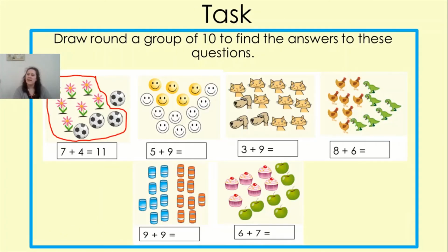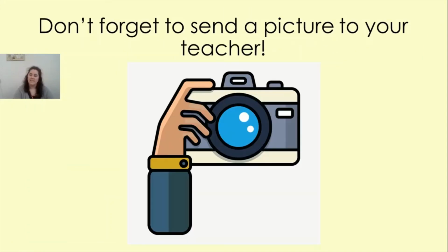Your task for today is to draw these pictures into your workbook. Don't worry if you can't draw exactly what they are. Maybe you can use different colour circles to represent them instead. Once you've done that, then you need to read the number question. Think about your number bonds to 10. Don't forget to send a picture to your teacher of your amazing work that you do today.